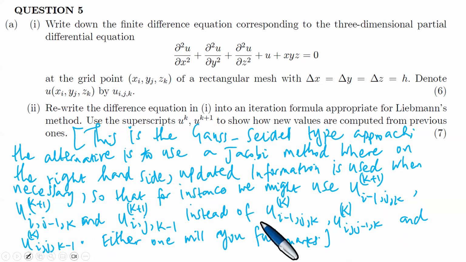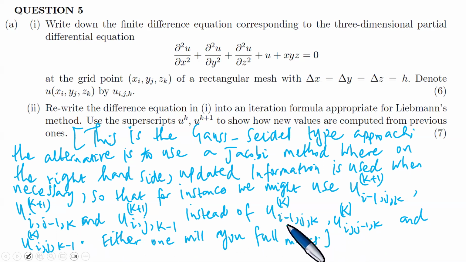So in other words, this is not the answer. The answer is the one we wrote earlier. But this is what you call the Gauss-Seidel type approach, which uses the superscripts. The alternative is to use what you call the Jacobi method. So either we use the Gauss-Seidel type or the Jacobi method. And when we use any of those, for instance, we might use the k plus 1 for i minus 1, j, k, and similarly for j minus 1 and k minus 1.